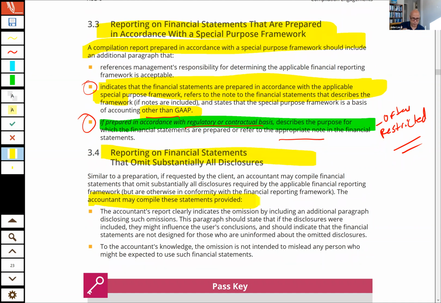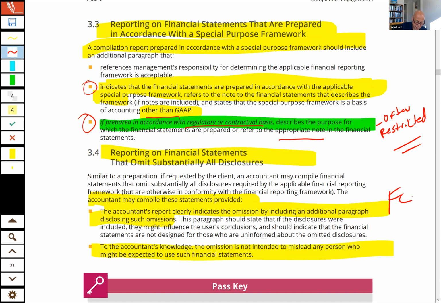And so you're just maybe going to prepare the balance sheet, income statement, statement of retained earnings, and a statement of cash flows, and that's it. And maybe one footnote that gives the summary of significant accounting policies, whatever. Okay, well, it's okay to compile those statements. However, you're going to have to add an additional paragraph to your report that's going to call out that they are omitting substantially all disclosures. And that's okay as long as they're not doing that to deceive anybody.